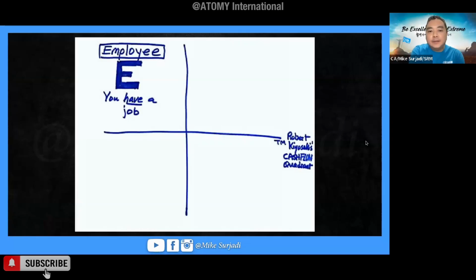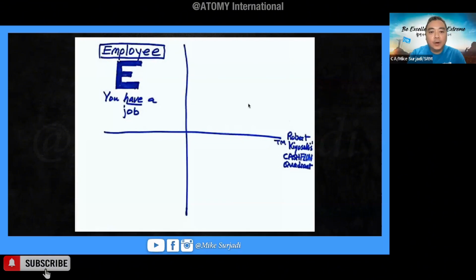So this topic, I take it from the Rich Dad Poor Dad book. It was written by Robert Kiyosaki. I think this is the book that you all have to read at least once, because when I read this book, I learned so much information. And one of them is this, he calls it the four quadrants.